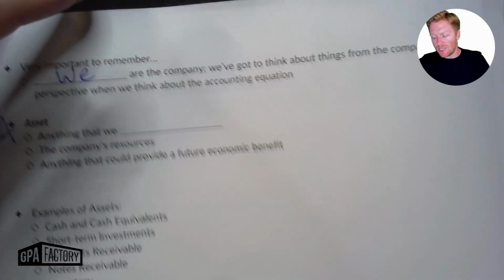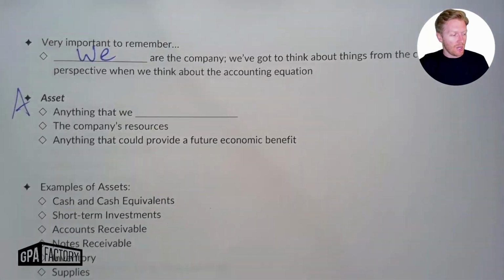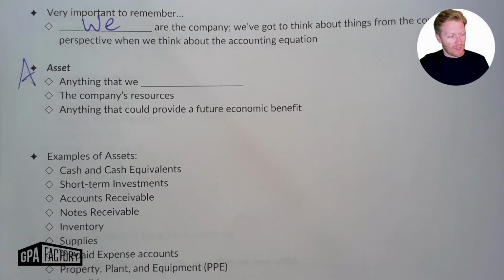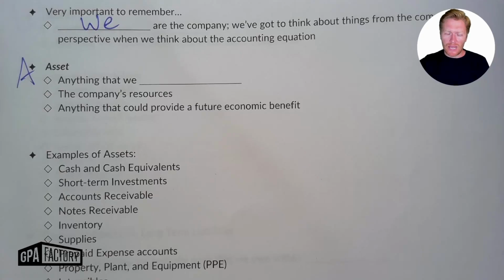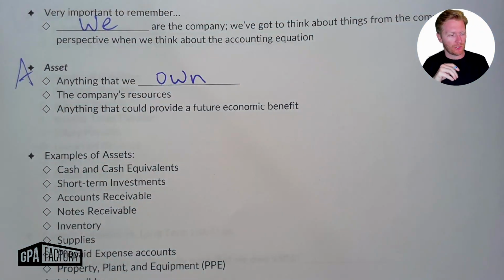But we are going to now take a deep dive and really understand what any of that stuff actually is. So in assets, an asset is anything that we own. So it's just all the stuff, all the company's resources, all the stuff that the company has.